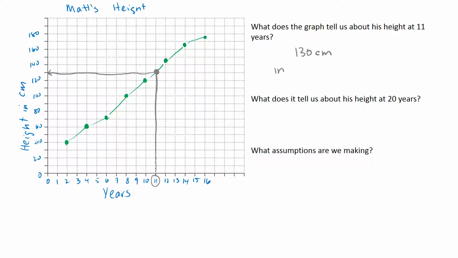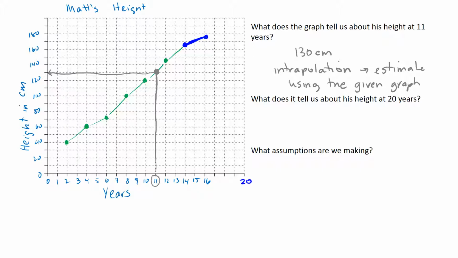This is called interpolation. Fancy word for making an estimate using the given graph. So it looks like Matt is steadily increasing in his height. He's growing steadily, and he's flattening out at the end. Notice that this is a little bit flatter up here, so maybe his growth spurt is slowing down, and that's his adult height. So what does it tell you about what happens at 20 years?